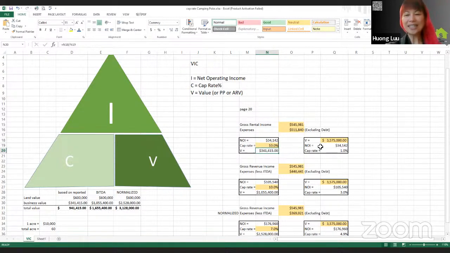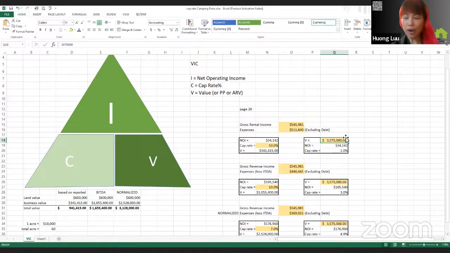Okay, so as you can see, the value right now is $341,000. Okay, so if the seller is selling their campground for around 340,000, then that makes sense based on the income and the expenses. Okay, so now this particular campground, they're asking for about 3.5. Okay, so that's the value that I'm putting in here.